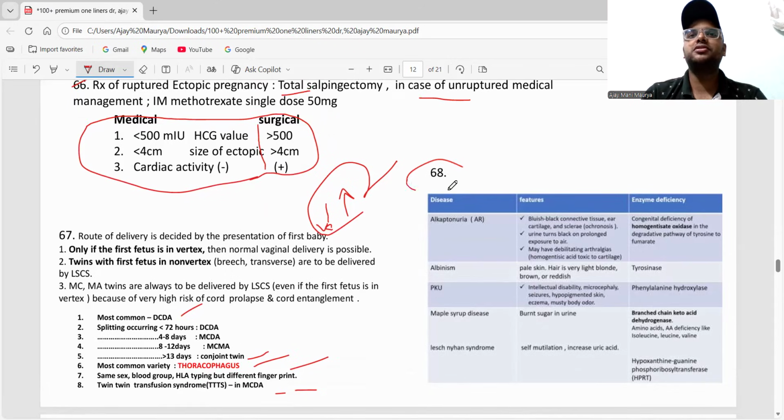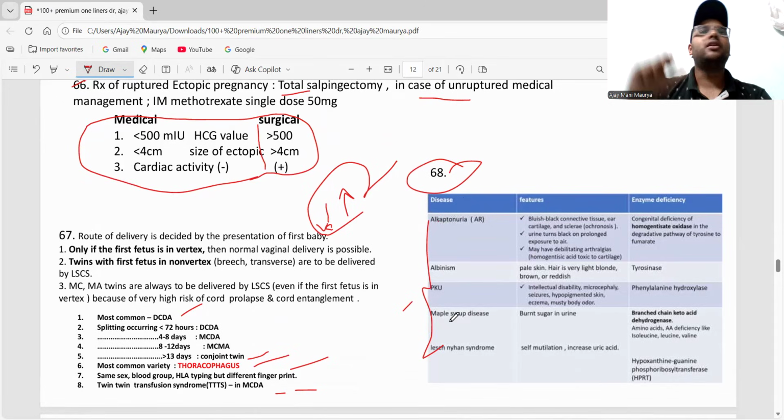Next one, the 60th question. You have to know which are the diseases and the enzyme deficiencies. I think everyone is pro in this one. Okay, now 1, 2, 3, 4, total 5 diseases. I think everyone knows about this one. Burnt sugar, maple syrup urine disease. Black urine, alkaptonuria. Wow, nice. Self-mutilation, so what is it? Lesch-Nyhan syndrome. Wow, nice. Great.